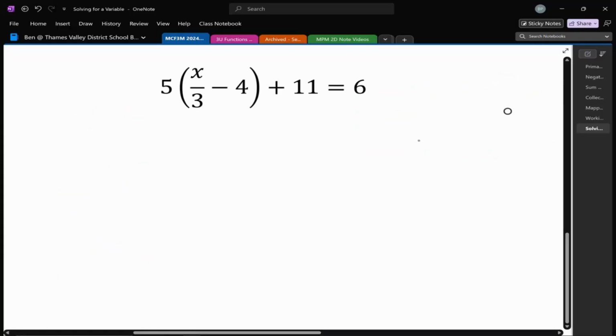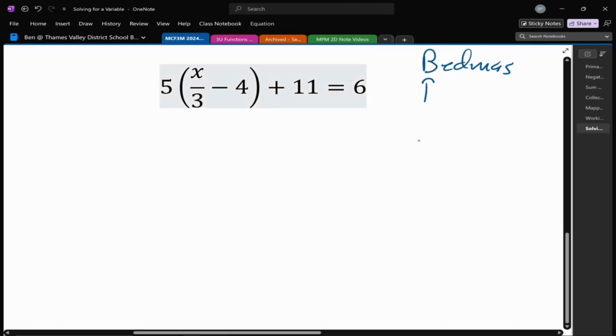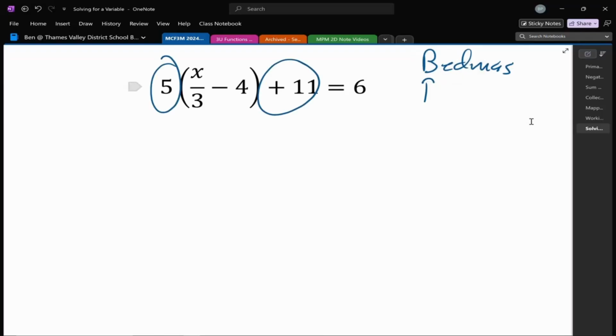Good, so again, we're working with our inverse operations. Remember, all of these pieces are inside of the bracket, so we're not able to touch those until we deal with the rest because of our BEDMAS. Our brackets, because we're working backwards with BEDMAS, will have to be dealt with last. So I'm working here. I have myself my multiplication by 5, addition by 11. Well, I'm going to undo the addition first, subtract 11 from both sides.